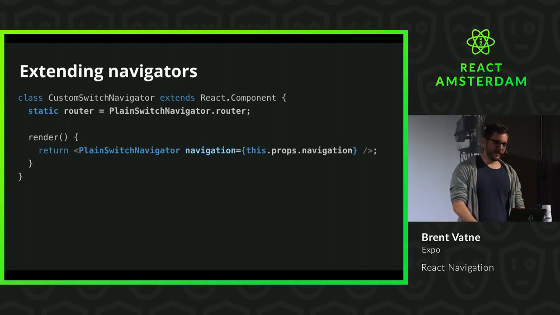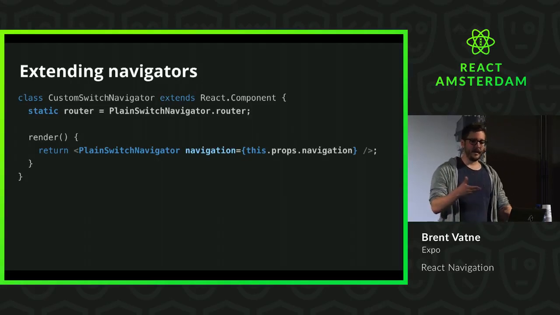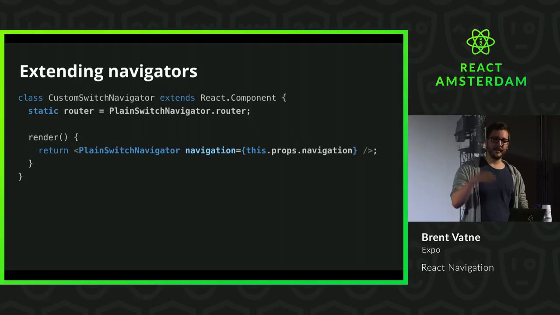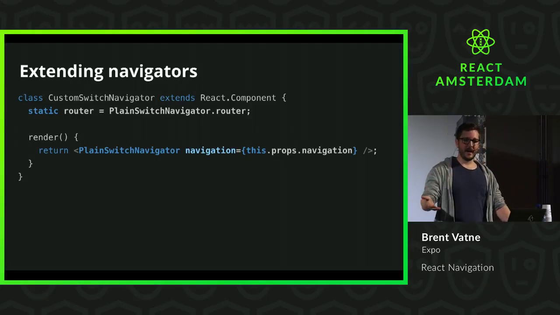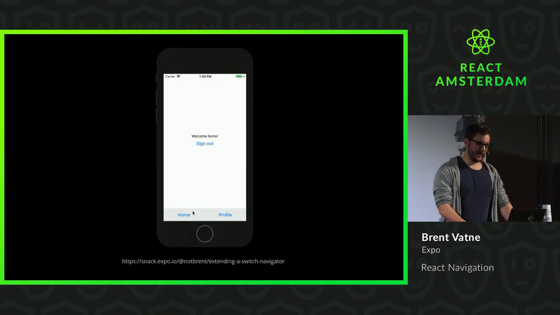So if we actually wanted to make this work, we would need to expose this router. And this is the key of what makes a React component into a navigator, is that essentially it exposes this router property and threads through the navigation prop. And by exposing this router property, the navigation tree is able to see, OK, you're a navigator. Let's ask you to handle this action. So now we could do things like render any UI that we wanted around this. So if I wanted to add a little tab bar to it, we could do that. And the result would look something like this.